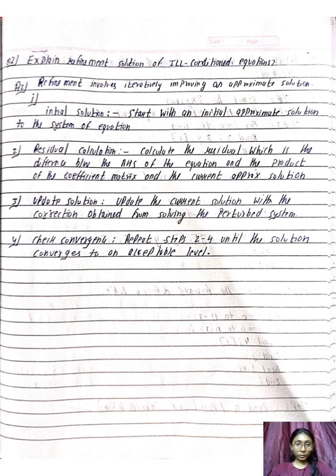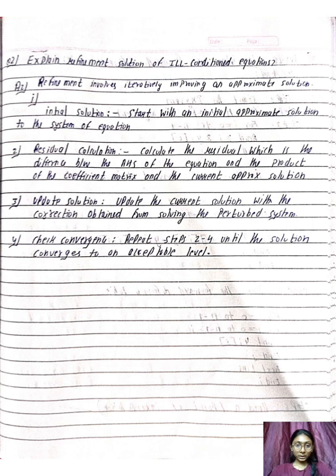Now, question number 2 is: explain refinement solution of ill-conditioned equation. A refinement solution involves iteratively improving an approximate solution. First is the initial solution, that is, start with an initial approximate solution to the system of equations. Second is residual calculation: calculate the residual, which is the difference between the right hand side of the equation and the product of the coefficient matrix and the current approximate solution.